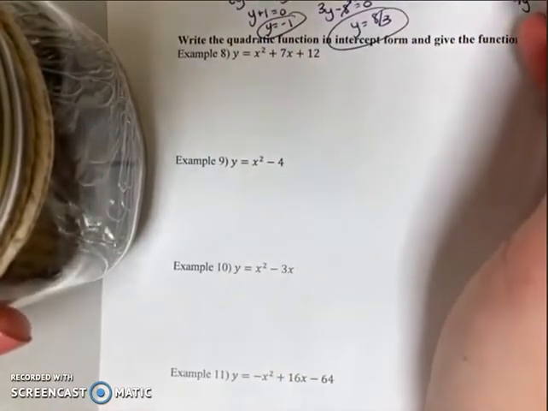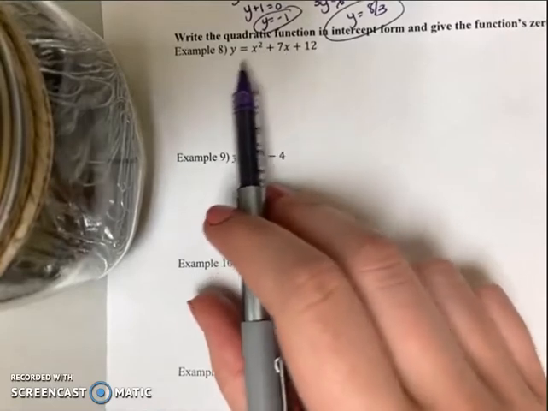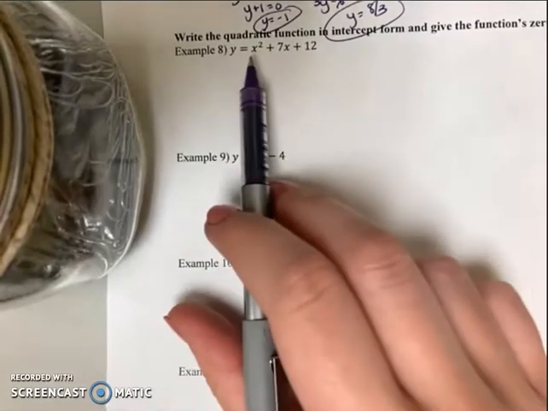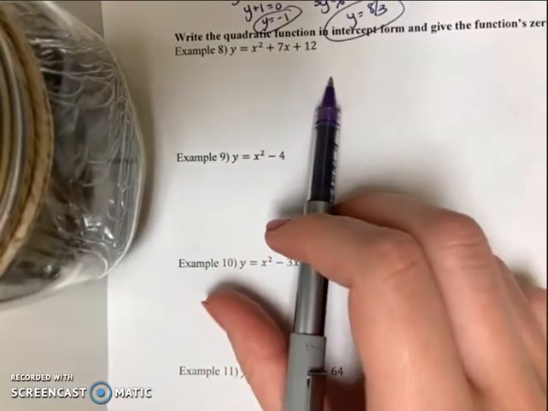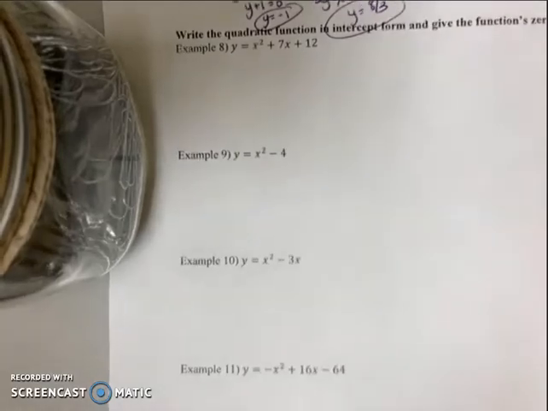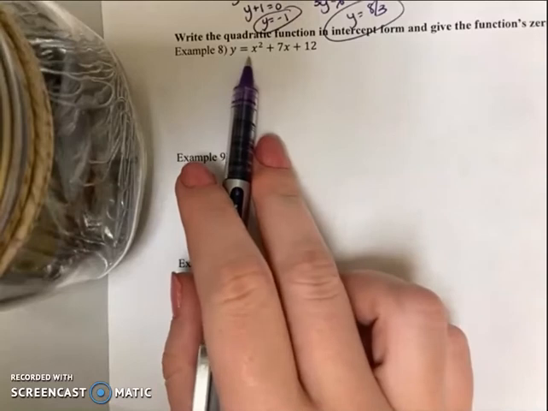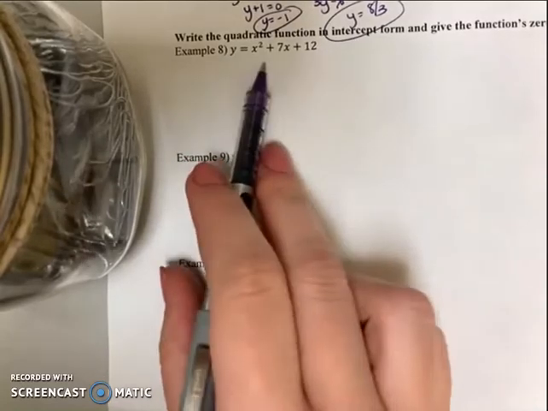For examples 8 through 11, we are now rewriting from standard form, ax squared plus bx plus c, to intercept form, which is a times x minus p times x minus q. Starting with number 8, all I have to do to get it from standard form to intercept form is factor it.